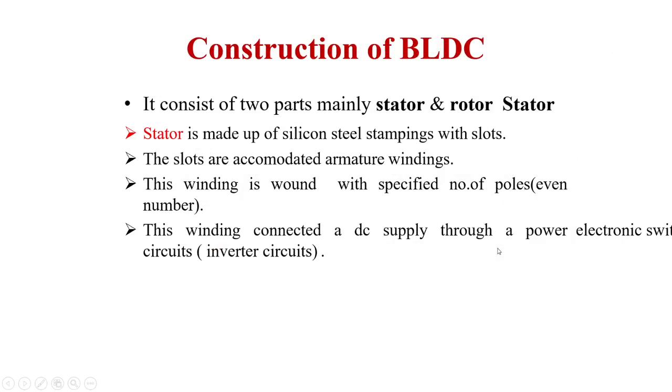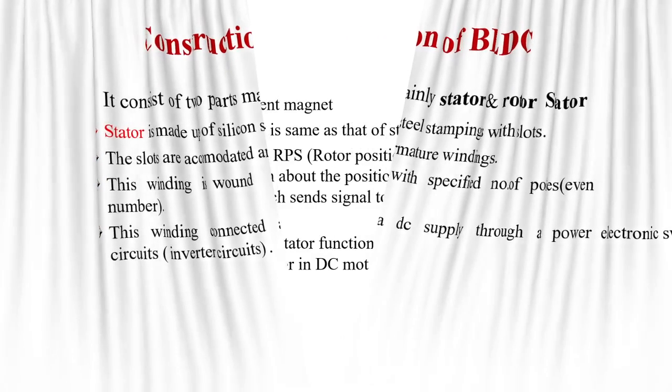When we see the construction of BLDC motor, it consists of two main parts, stator and rotor. Stator is made up of silicon steel stampings with slots, and in the slots armature windings are accommodated, and these windings are wound for a specific number of poles. Here we are using an even number of poles. It can be 2, 4, 6, 8 and so on. This winding is connected to a DC supply through a power electronic switch circuit, that is through inverter circuits.